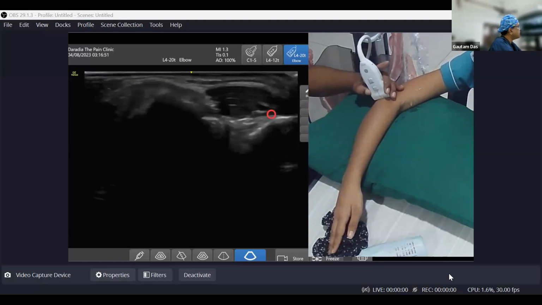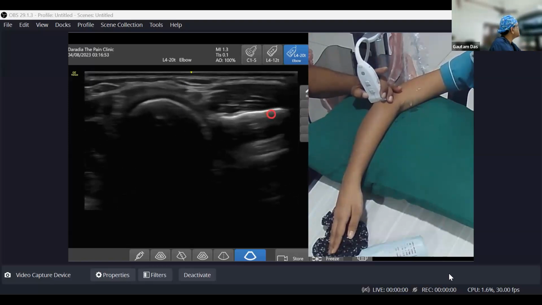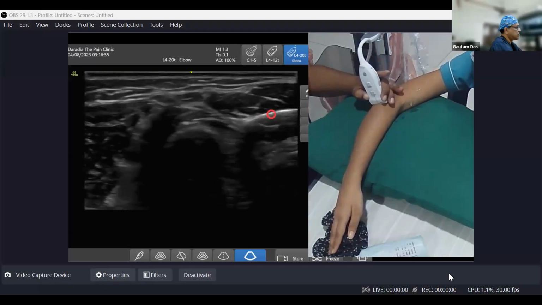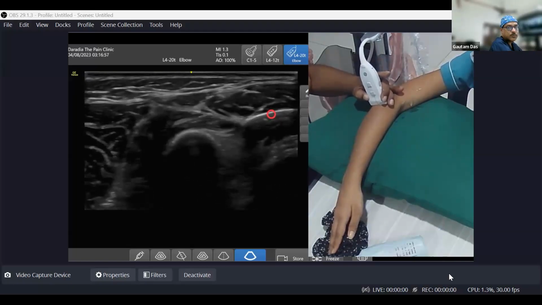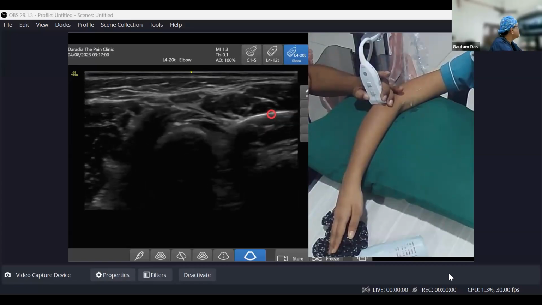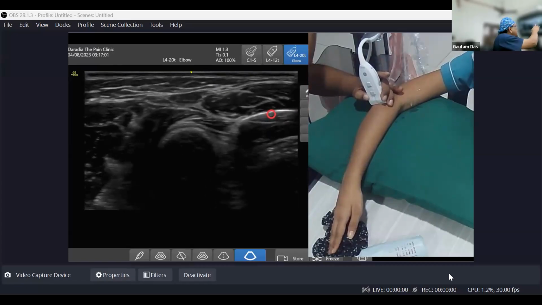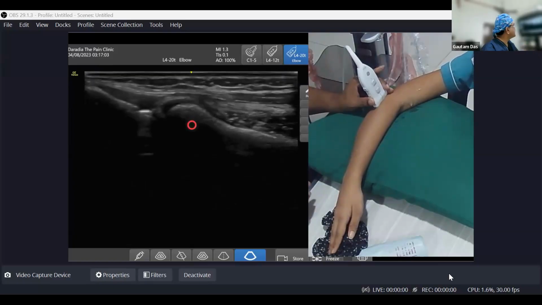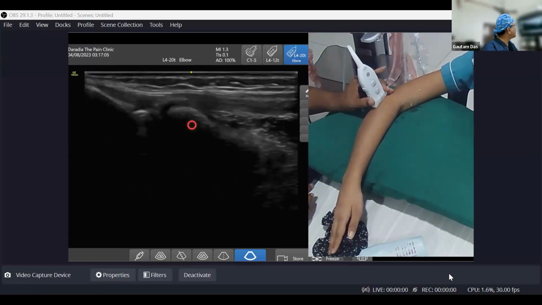So here was the annular ligament. If I'm coming here, this was your annular ligament. See, I'm holding the probe. So the radial head, above that is your annular ligament, and this was your lateral radial collateral ligament.